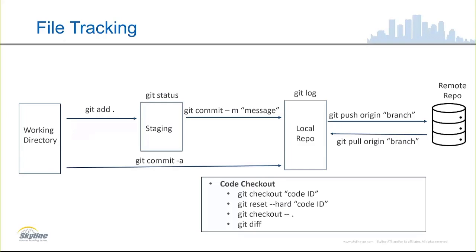And then git diff. Git diff is actually git diff with the code ID of the first code you want to look at and the code ID of the second code you want to look at, and it actually shows you the difference. So if I've got a couple of different commits out there and I don't really know what the difference is, it will actually come back and tell me, hey, here are the differences in these two codes.